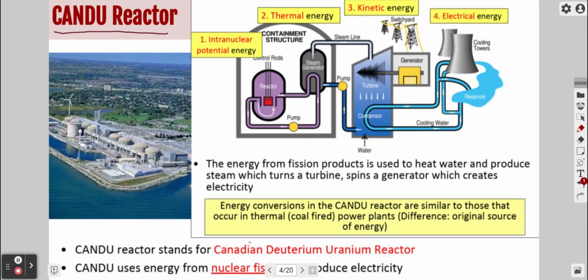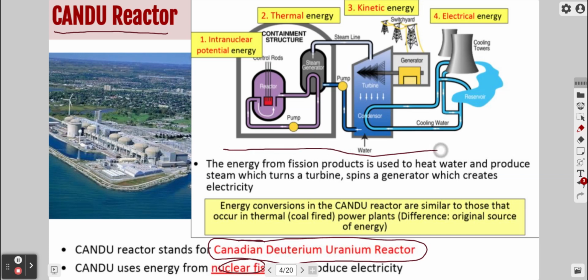It is actually called the Canadian Deuterium Uranium Reactor. It's a nuclear fission reaction that's producing the energy. But how do you actually turn nuclear energy into electricity? Well, this is going to look very similar to the coal electrical energy generation. Basically, by the time you get to this point, it's similar. You see the steam turning the turbine, which turns the generator, which produces the electricity. So that part is the same as with coal.